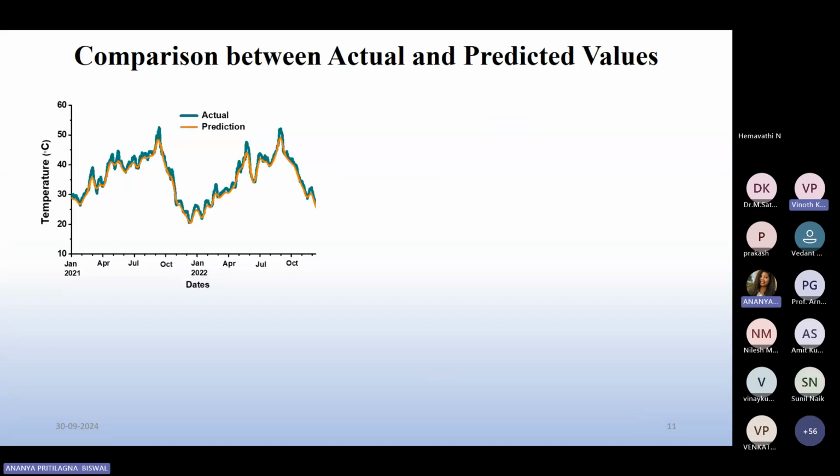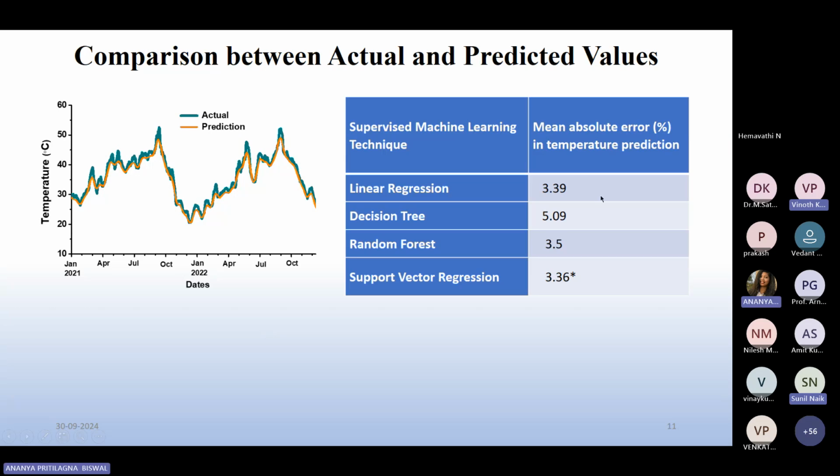These are the comparisons of actual and predicted values of the temperature forecasting, and the mean absolute error for prediction we got using different machine learning techniques like linear regression, decision tree, random forest, and support vector regression. Using all these supervised machine learning techniques, we got the minimum error in the case of support vector regression, that is 3.36.